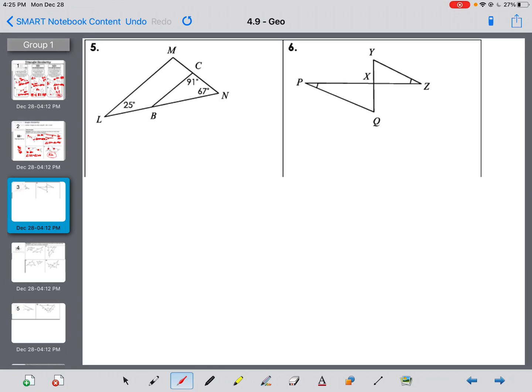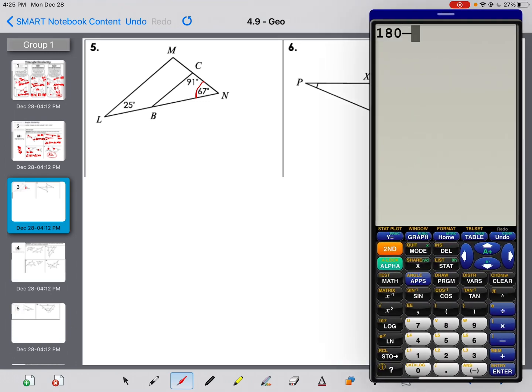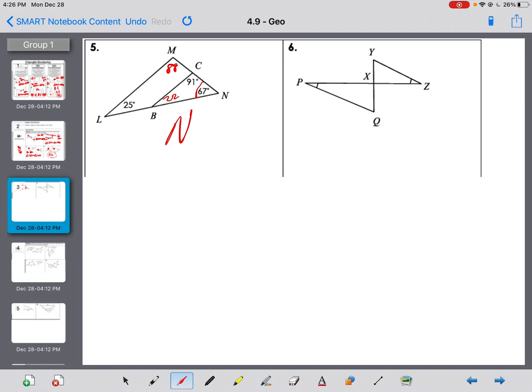Give it a pause. Try these two. Let's see what you think. Number 5. Well, N is the same in both of them, but let's figure out what the other pieces are. 180 minus 67 minus 25 is 88. That's not a match. And we can do 180 minus 91 minus 67. That's a 22. That is also not a match. So we ain't got no angle. So that's a big fat nope.